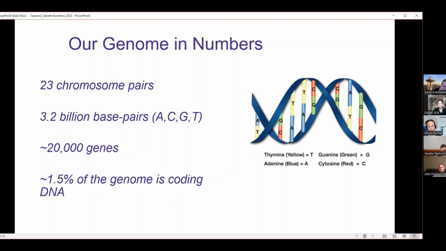When we talk about coding DNA, we're talking about the sections of DNA that actually become the proteins that we see. The rest of the information is a little more obscure, and the field at this point is trying to figure out exactly what that part of the DNA does.